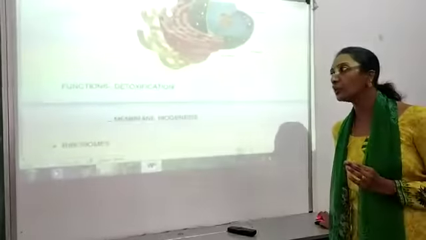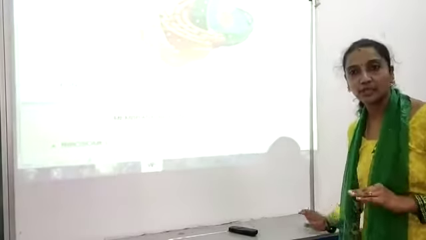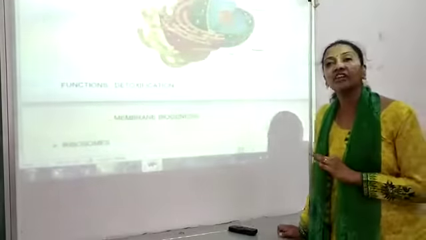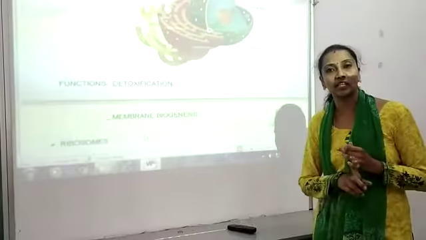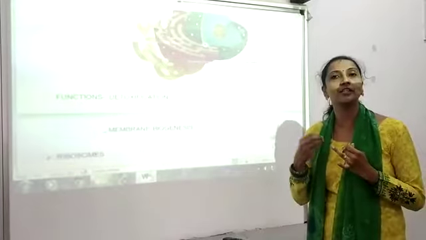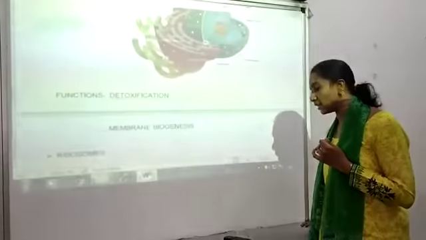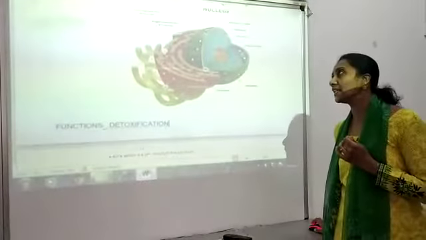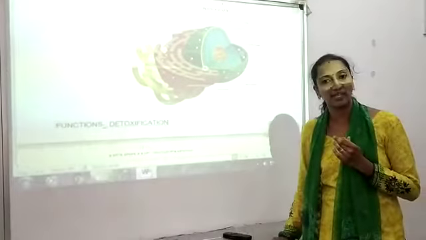So these are the two important functions of the endoplasmic reticulum. Moving to the other functions of it, one is secretion. Secretion is where the secretory proteins are produced, and these proteins are present in the ribosomes of the rough endoplasmic reticulum.